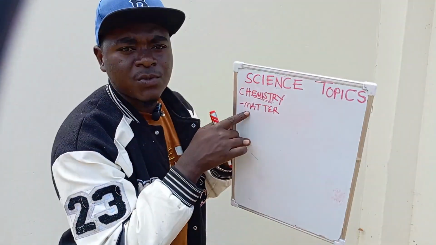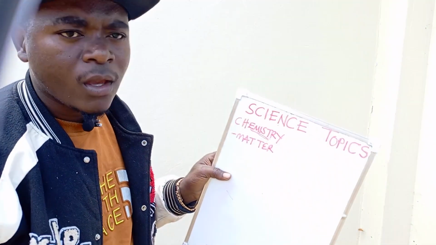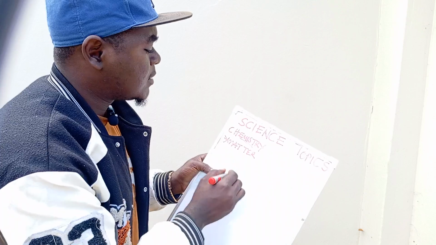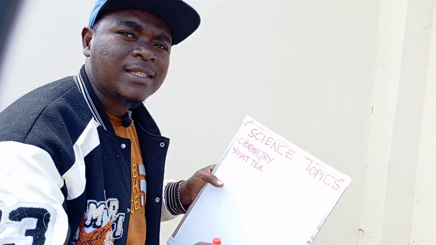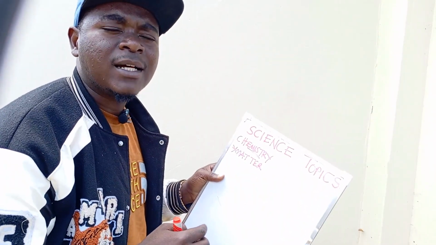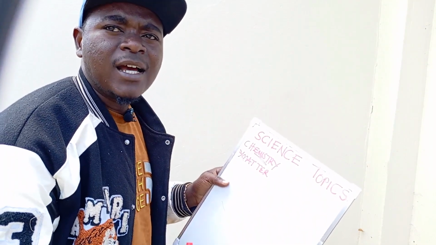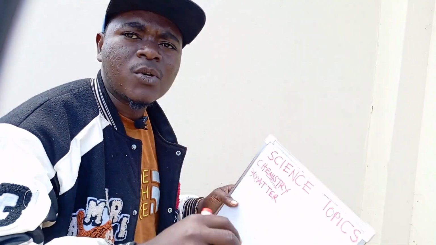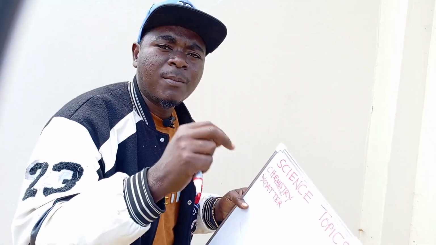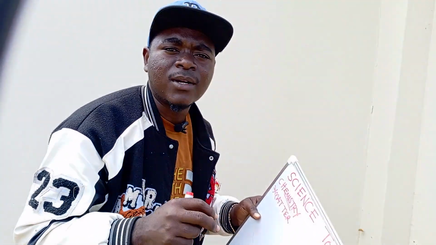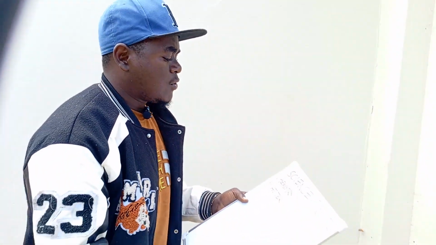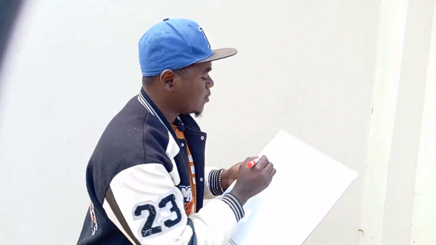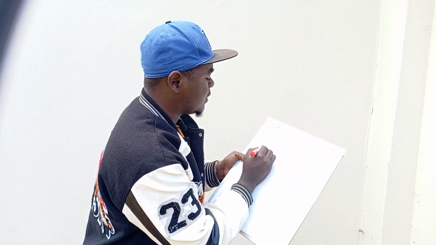So the first one is matter. You ask yourself, okay, matter, what are you supposed to understand? You need to know everything: what matter is, basic units of matter, the 3 states of matter. You understand the kinetic theory of matter. You need to make sure that you are able to understand all those things that come in an exam.